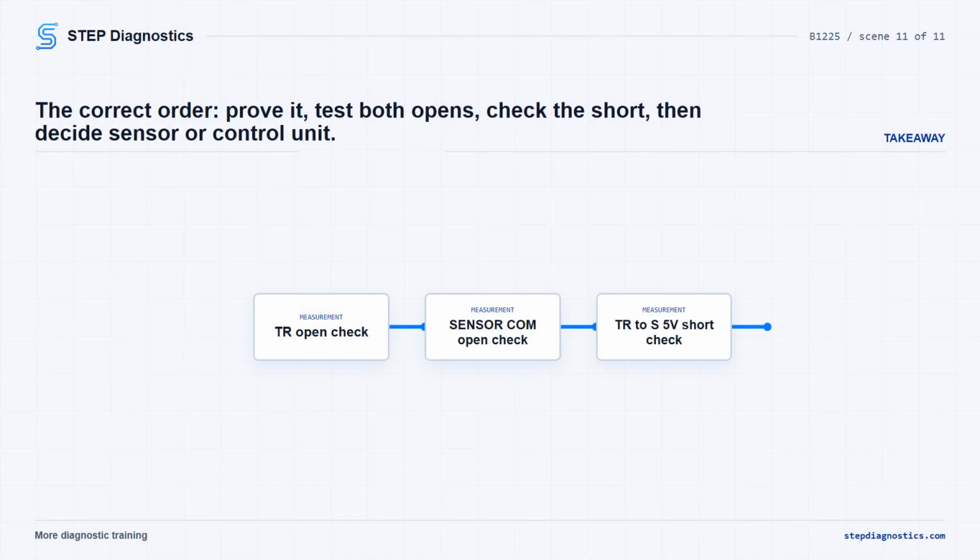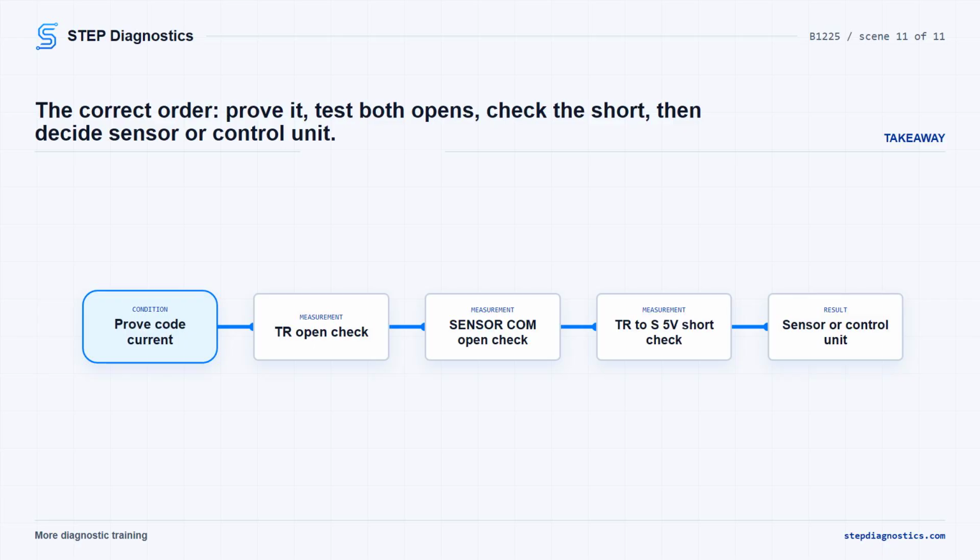The key on B1225 is not to jump straight to a sensor. Prove the code is current. Check the TR and sensor COM paths for opens. Check the TR to S5V short condition, and then make the sensor versus control unit call.